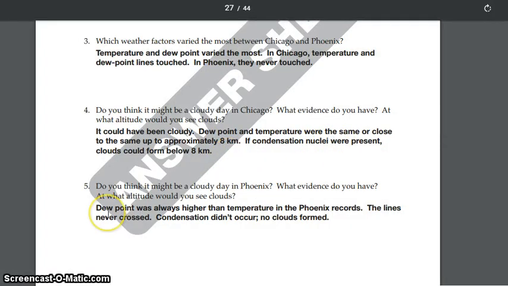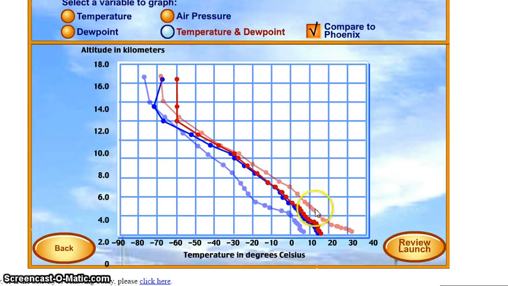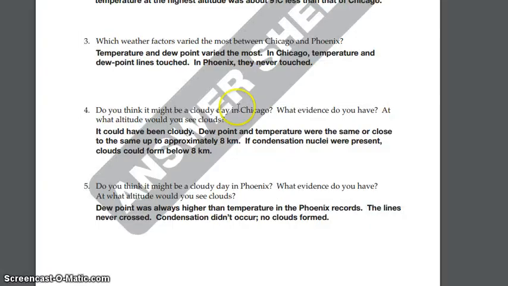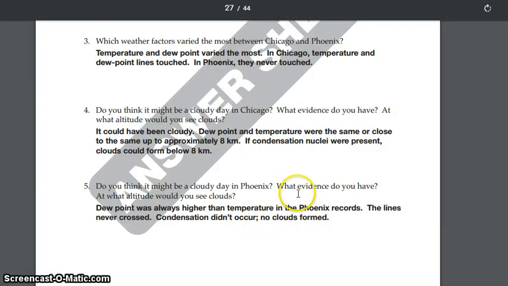Chicago. Now, when we look at Phoenix, the dew point was always higher, or sorry, that's backwards there. It should be the temperature was always higher than the dew point in Phoenix, so the lines never crossed. Needless to say, we never saw the light red line and the light blue line ever cross or touch, so we don't see any clouds forming that day.